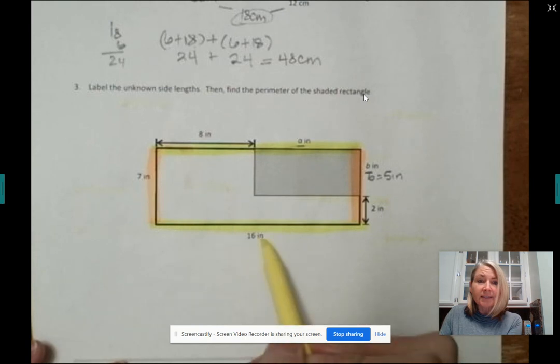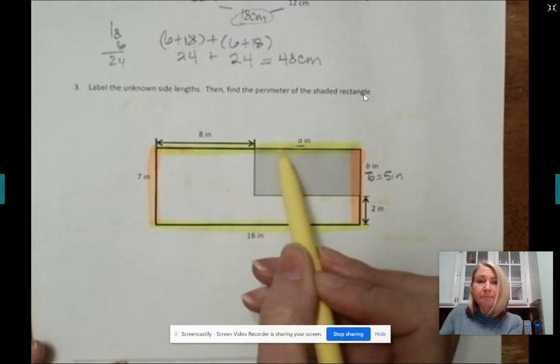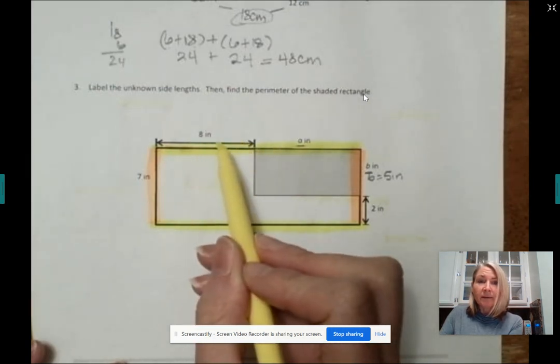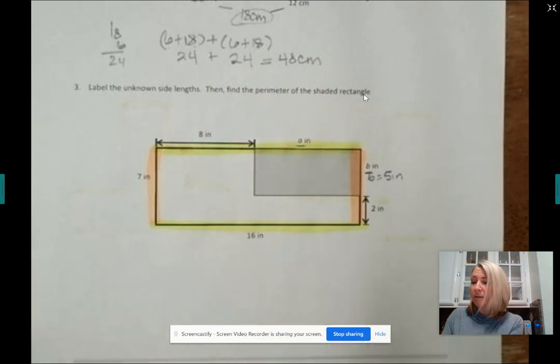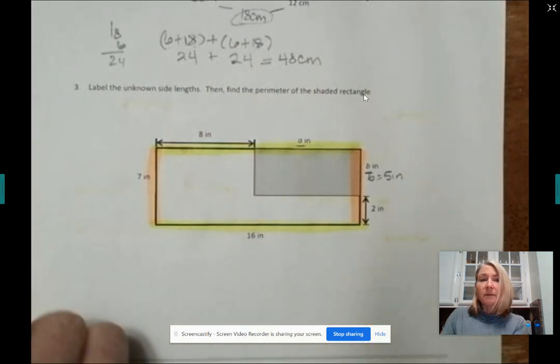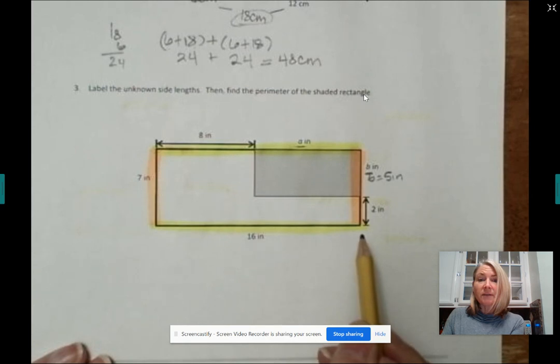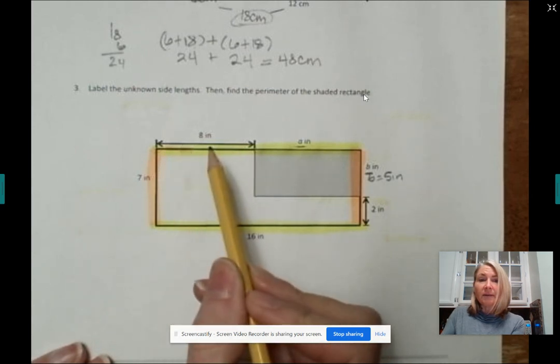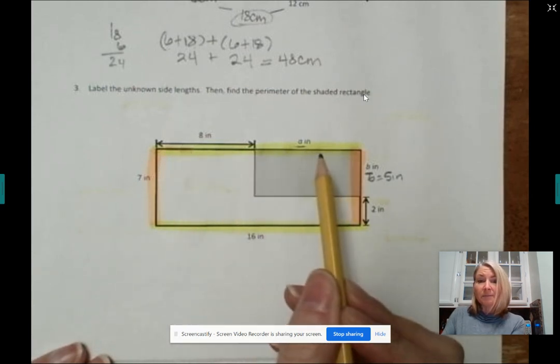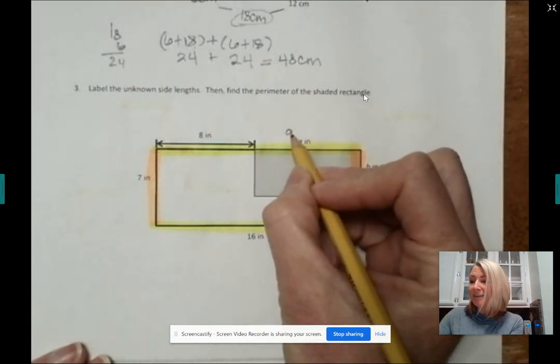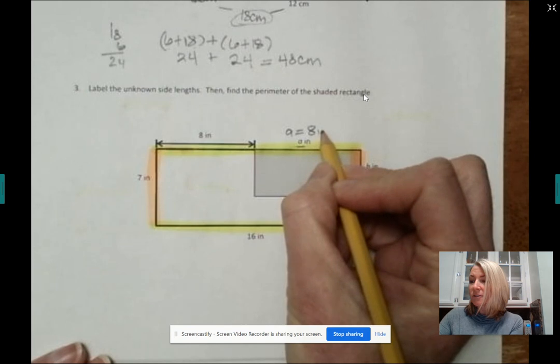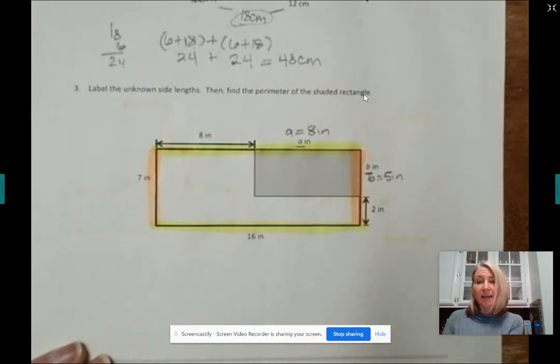Okay, so I've got that line. So I got 16 here, and I'm looking up. I got 8 here, and I got a mystery number over here, right? So if I have 16 down here, and I got 8 here, what's this going to be worth? 8. Yep, I know you guys know it. 8 inches. Okay, that A is going to equal 8 inches. Now we're ready to add it all up.